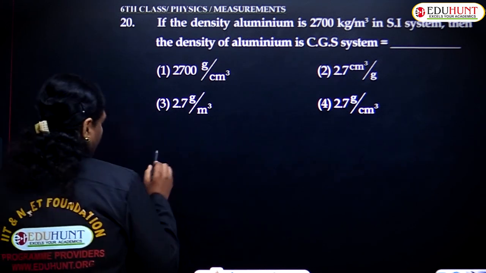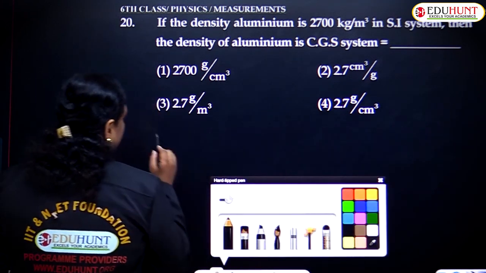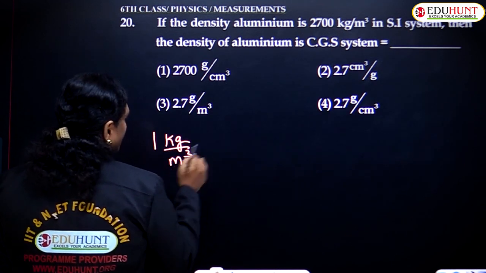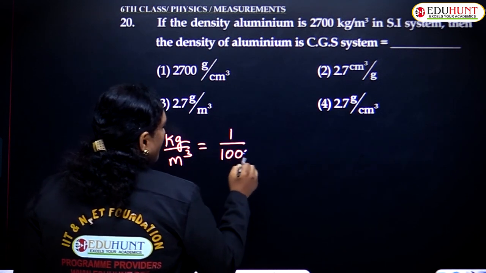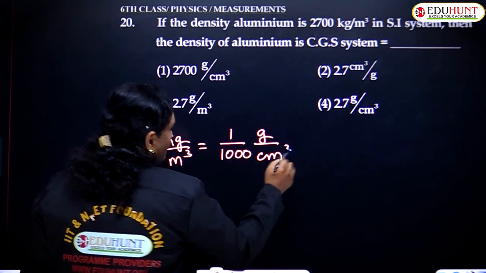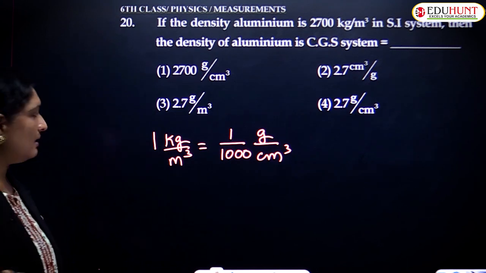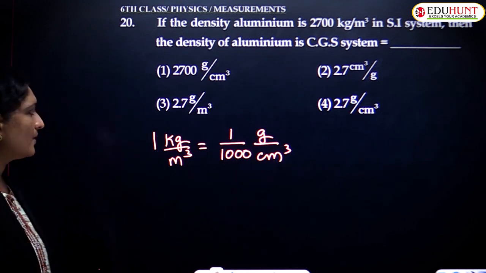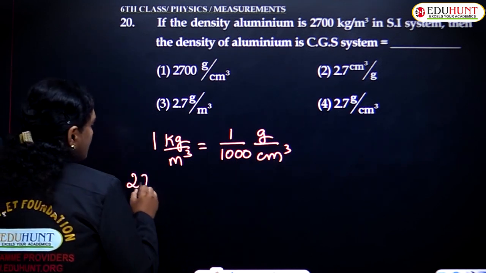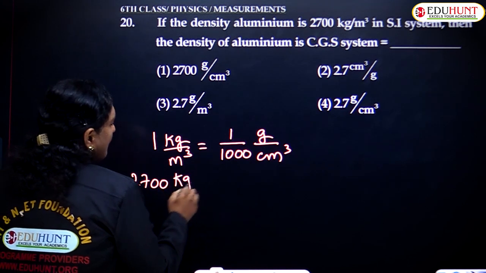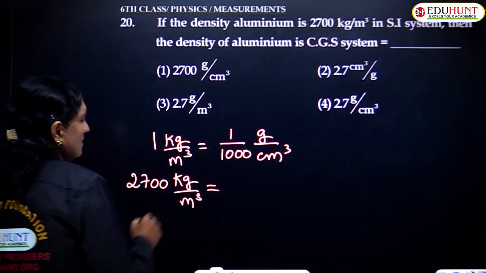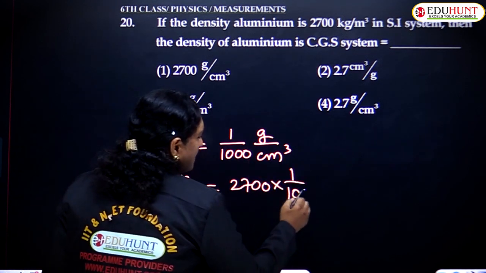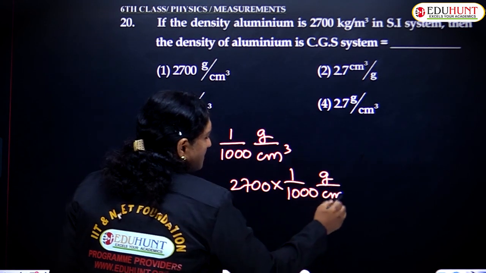So we know that 1 kg per meter cube is equals to 1 by 1000 gram per centimeter cube. Did you remember this, children? Okay, what is that? 1 kg per meter cube is equals to 1 by 1000 gram per centimeter cube. So how much they are asking? 2700 kg per meter cube must be equals to 2700 into how much? 1 by 1000 gram per centimeter cube.